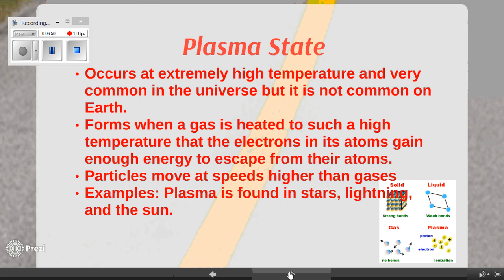And as we explore these states of matter more, we are going to find more and more examples of the plasma state, which is one that we may not be that familiar with. But just remember, it is a state of matter that will occur at extremely, extremely high temperatures, which is very common in the universe, but not very common here on Earth. That concludes our lesson on the 4 states of matter.